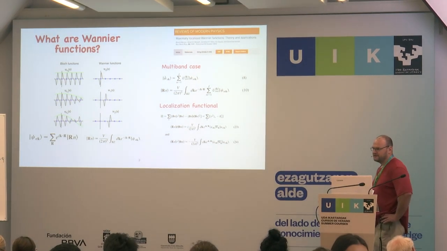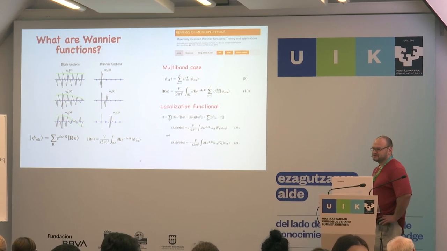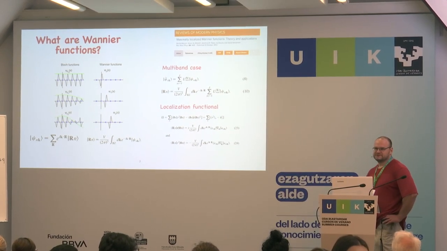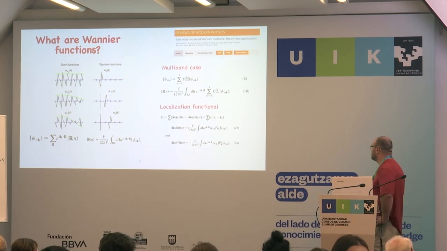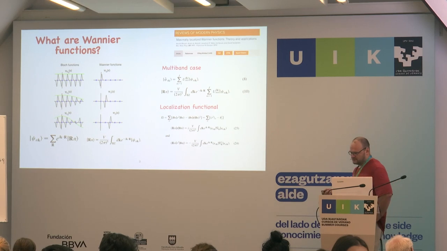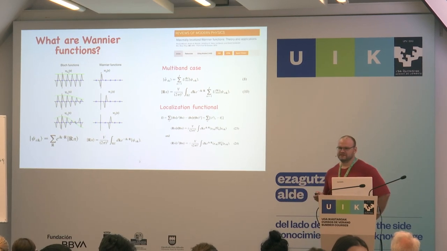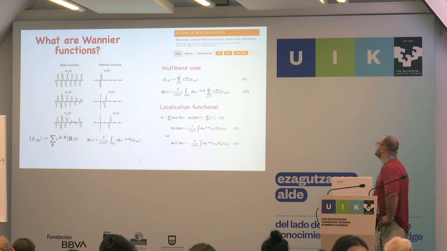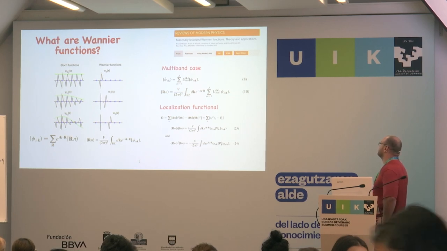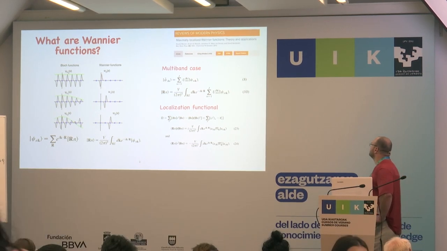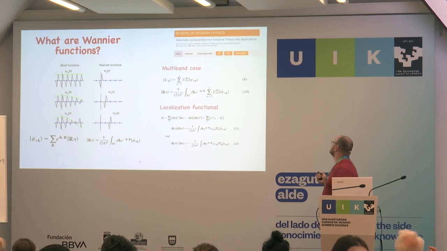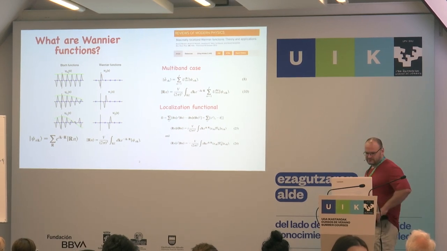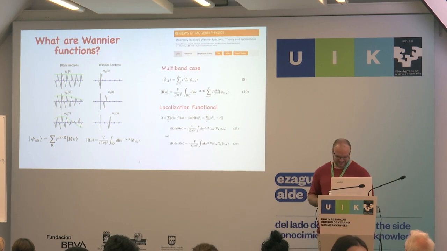Also, there are other less popular schemes which are implemented in the Atomic Simulation Environment or in FPSO. But the most popular is to minimize the spread functional, so that the total spread of all Wannier functions is minimal. So it makes them localized. More details can be found in a Reviews of Modern Physics article, which is 11 years ago, so it's not so modern. But there will be more reviews, maybe.